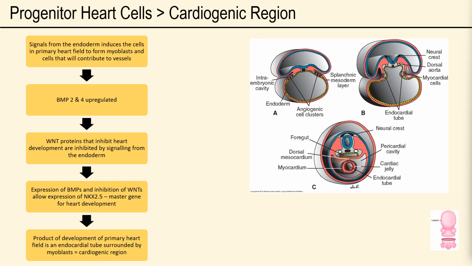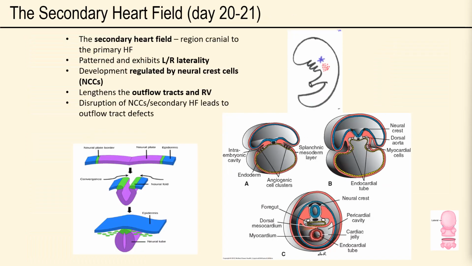So now that we have moved from the primary heart field into an endocardial tube with surrounding cardiac jelly and the myocardial cells, that's not the end of the journey, because what is happening more cranially, not visible on this picture because we're looking transversely, is the development of the secondary heart field. On this sketch of the embryo here, we can see in red the location of the primary heart field, but more cranially to that we have the development of the secondary heart field, which is what we'll talk about now.